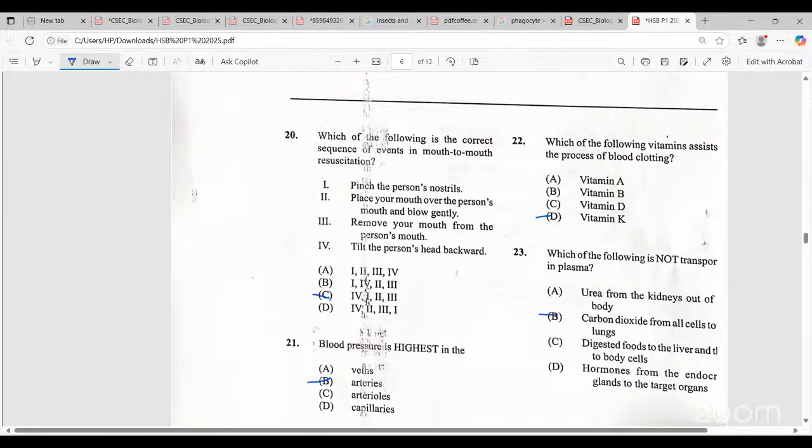So the best answer there would be C, carbon dioxide from all cells to lungs. That I don't know if it's doing that one. All right.